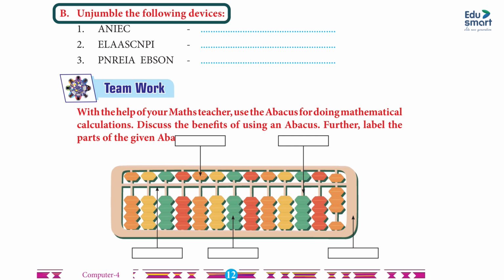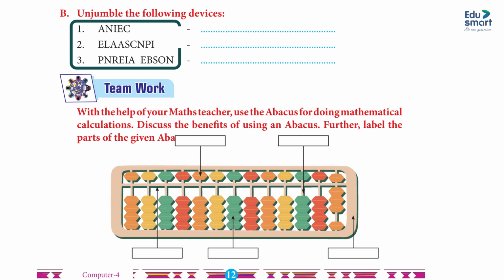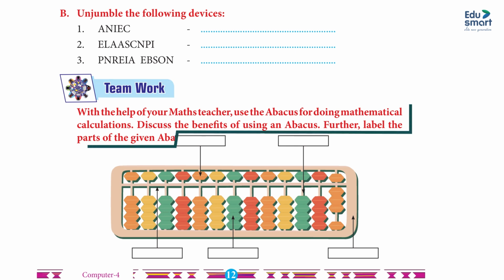B. Unjumble the following devices. Answer: 1. ENIAC. 2. Pascaline. 3. Napier's bone. Teamwork. With the help of your maths teacher, use the abacus for doing mathematical calculations. Discuss the benefits of using an abacus further. Label the parts of the given abacus. Answer: ask the students to do it themselves.